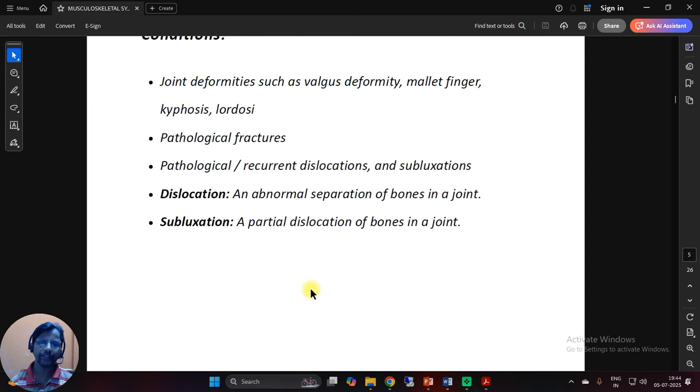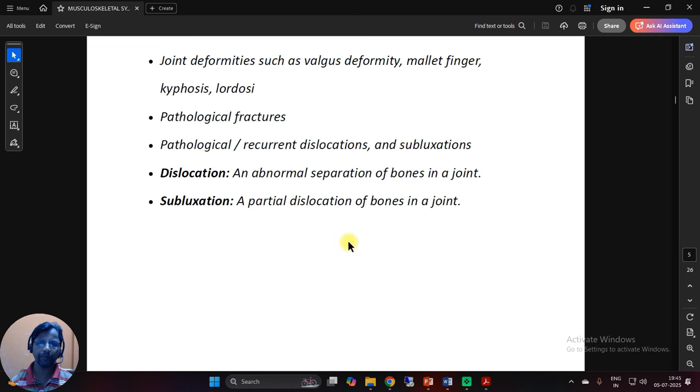Okay. So next, if you go to an interview, they may ask you what is the difference between dislocation and subluxation. So what is dislocation? An abnormal separation of bones in a joint. What is subluxation? A partial dislocation of bones in a joint. So complete separation is dislocation. Partial dislocation is subluxation. You just need to remember this one. These two terms you will encounter in medical coding.